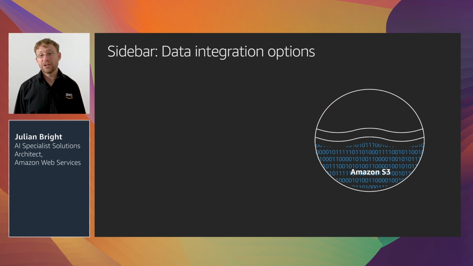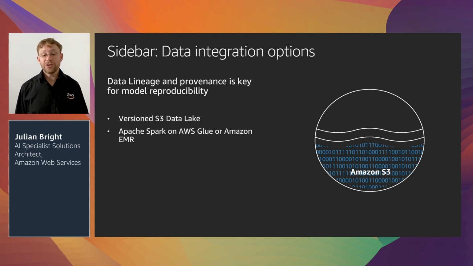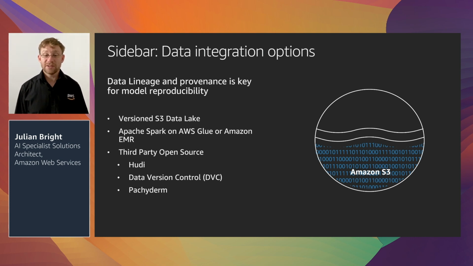So in terms of data integration options, data lineage and provenance is really key for model reproducibility. So it's important to think about how you store data and feed this into your model pipeline. Versioning data in S3 is a very common approach that we see with customers. And also using Apache Spark or Glue to land the data in S3 for large data in particular is common practice. If you have open source software such as Hudi or Data Version Control, which is a Git-like tool, and in Kubernetes there's a software called Pachyderm, which can potentially help with triggering some of these data integration pipelines.